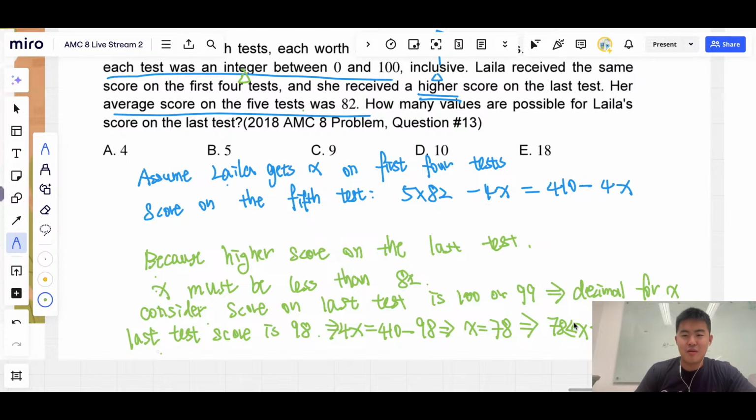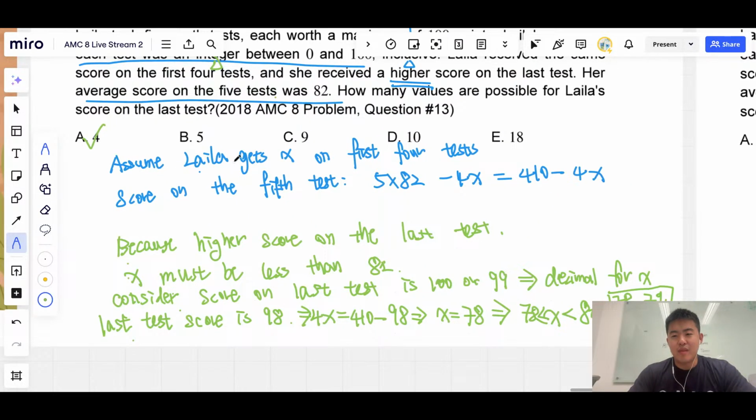How many values are in between 78 and 82, including 78 but not including 82? They are 78, 79, 80, and 81, right? So I will say there are four numbers in between. So we get 78, 79, 80, and 81. Okay, so that's our full number. I'll put a little box. So, what do you say? Okay, 4.